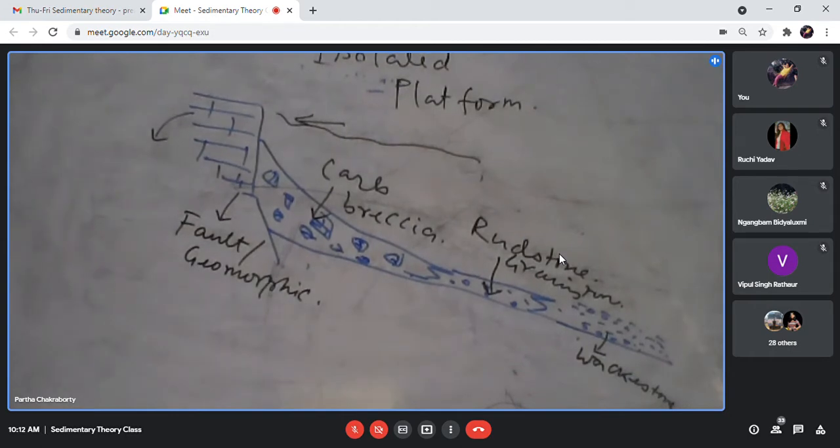The two geometries I have talked about: one that is in the form of the seamount and the atoll, and the second in the form of a tectonically or geomorphically disturbed carbonate platform, which is now becoming a source and is supplying sediment in the distal part of the basin in the form of the carbonate breccia or different kinds of mass flows.